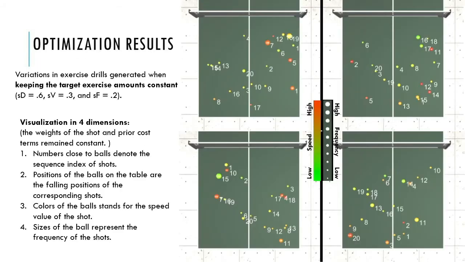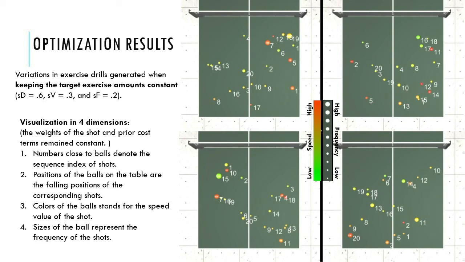Here we have some optimization results showing the variations in exercise drills generated by our training system while keeping the target exercise amounts constant. We visualized the optimization results in 4 dimensions. During the process, the weights of the shot and prior cost terms remained constant.